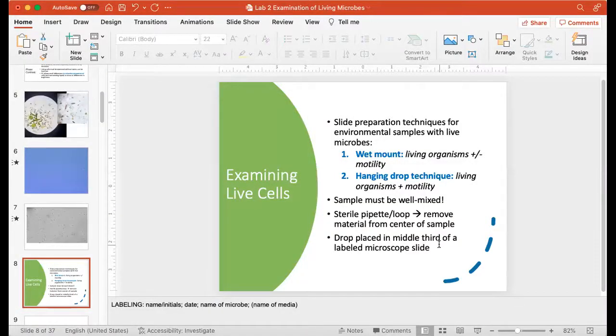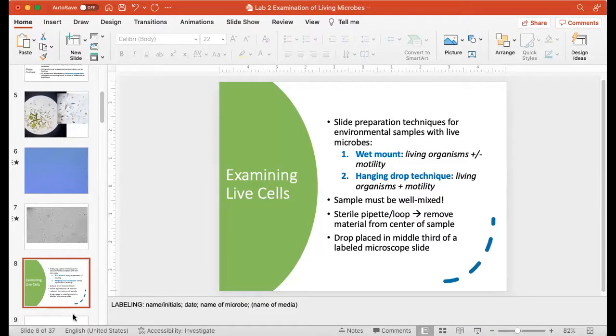We're going to take a microscope slide, labeled, of course, like we talked about last time we were together. We always label everything in the microbiology lab. And we're going to put a drop of water right in the middle of the slide. So the middle third of the slide, right in the center. We're going to put a nice big drop. That is a wet mount. That's what a wet mount is.